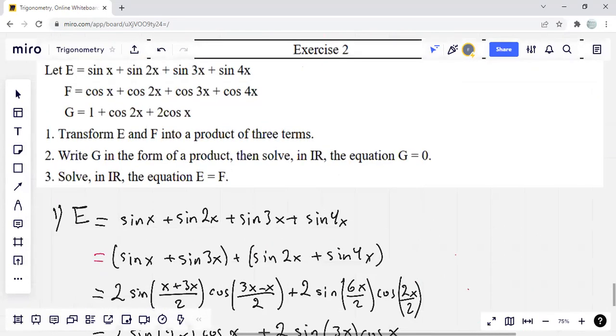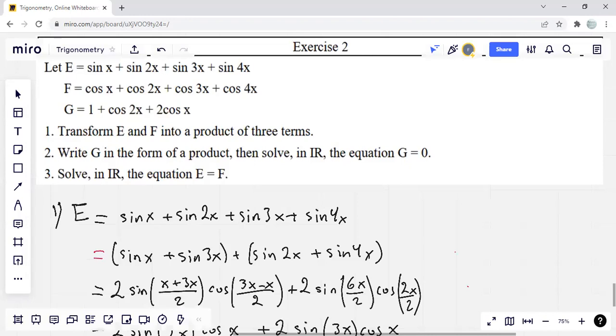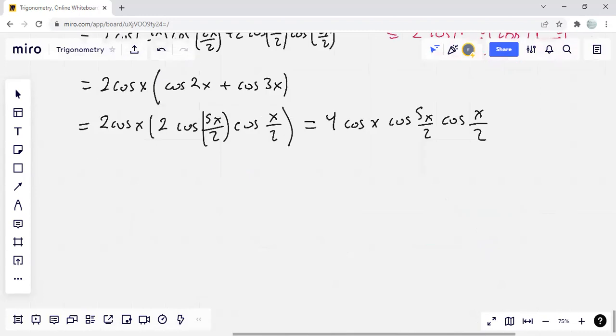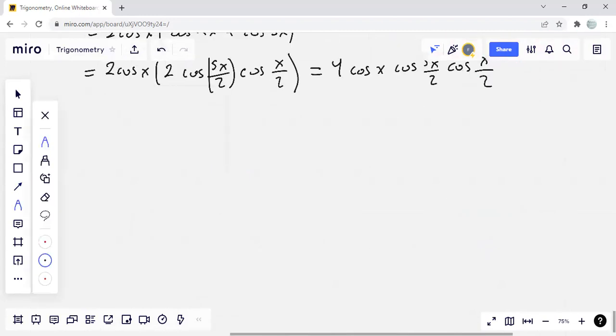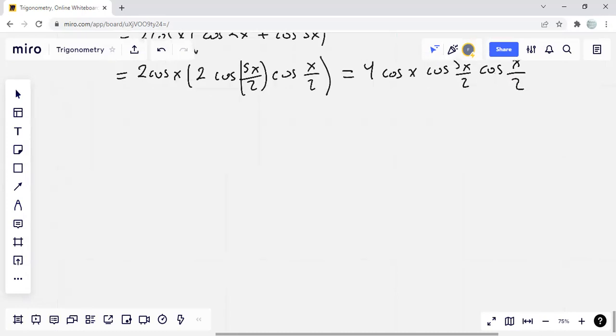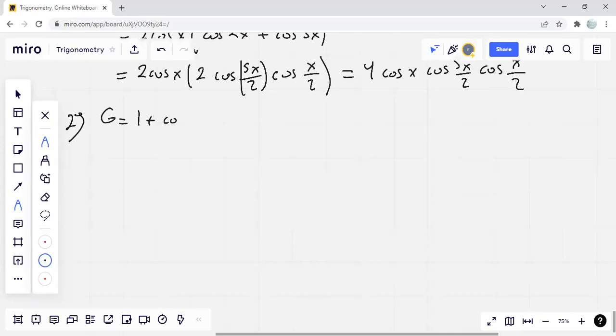Now for part 2: write G in the form of a product, then solve in R the equation G equals 0. So now I have to write G as a product of 1, 2 terms, whatever. We have 1 plus cosine 2x plus 2 cosine x. So let's copy it down here, part 2. G is equal to 1 plus cosine 2x plus 2 cosine x.